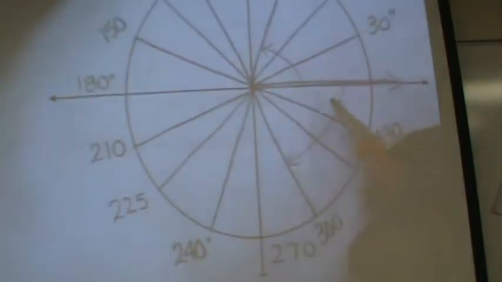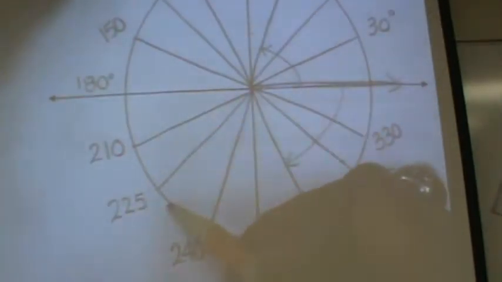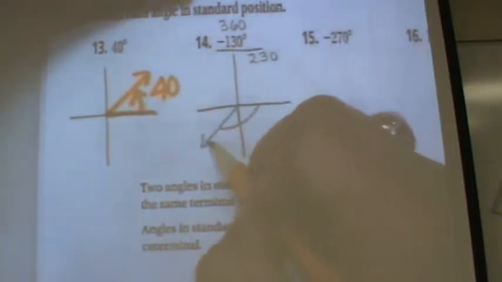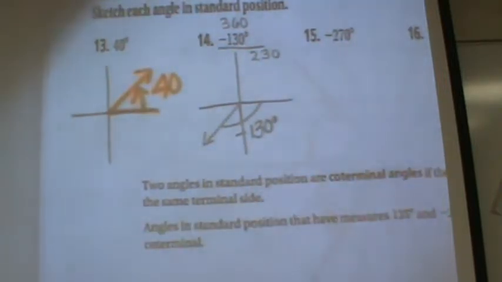Well, we just did our circle. 230 would be just past 225, just a little bit. So it's going backwards, so it's going to be this angle right there. So negative 130 is going that way.